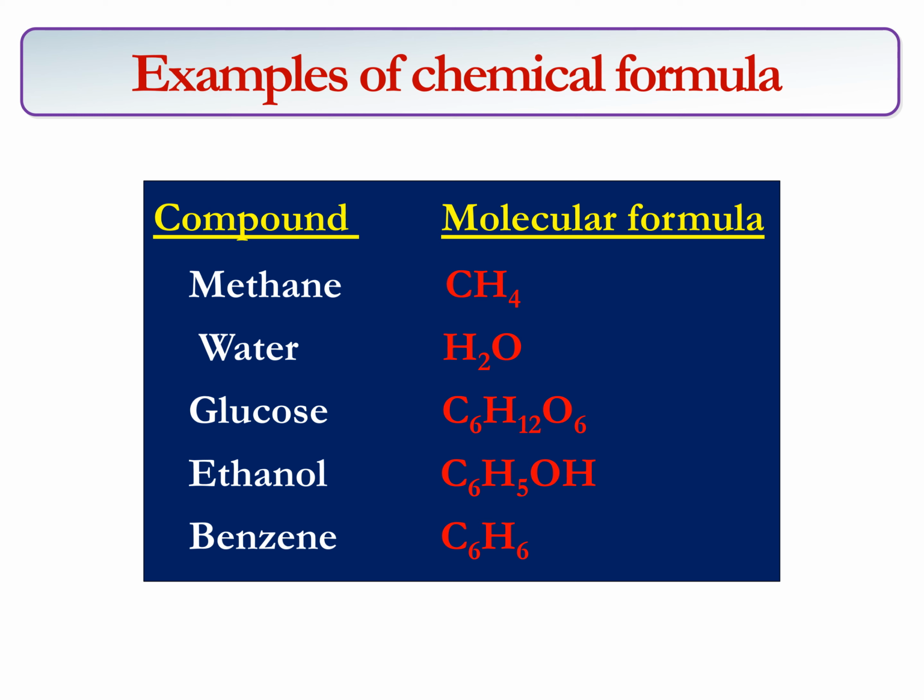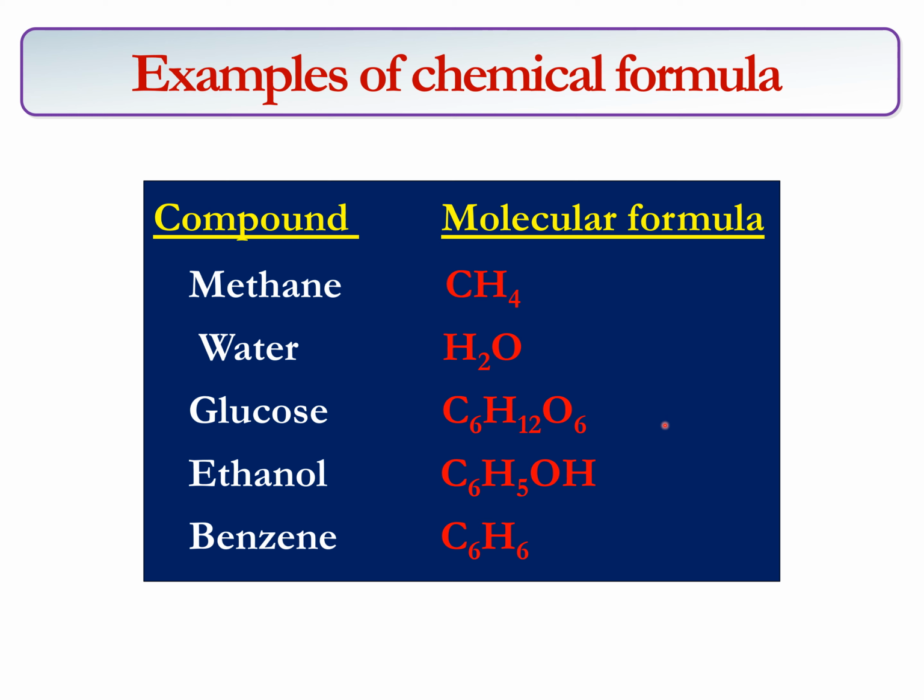Let's have a look at these examples. Methane, for instance, has a molecular formula of CH4. This subscript shows that there are 4 hydrogen atoms. Water has a molecular formula of H2O. This too shows that there are 2 hydrogen atoms in a water molecule. Glucose has a molecular formula C6H12O6. This 6 shows that there are 6 oxygen atoms. This 12 shows there are 12 hydrogen atoms. And this 6 here shows there are 6 carbon atoms.